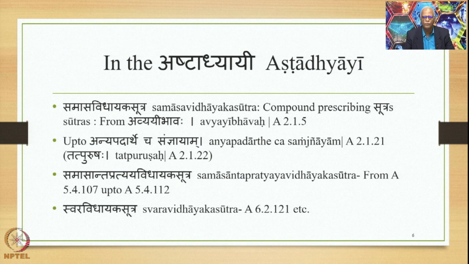Now, in 5.4, we find the samāsānta pratyaya vidhāyaka sutras. For the avyayībhāva samāsa, it is 5.4.107, which is the beginning of the sutras prescribing the samāsānta pratyaya in avyayībhāva samāsa, up to 5.4.112, another very small section. And then we have Swara Vidhayaka Sutras, namely 6.2.121, etc., which prescribe the accent on the samasa.